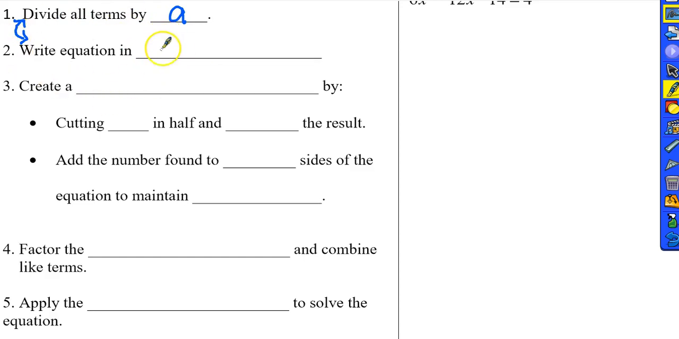So what I like to do is this first, write the equation where the x's are on one side and the constant is on the other side. And I'll typically do that before I then divide the a off of the equation. Okay, x is on one side, constant on the other. All right, and once we get it in the right format and we've divided the a out, we create a perfect square trinomial.